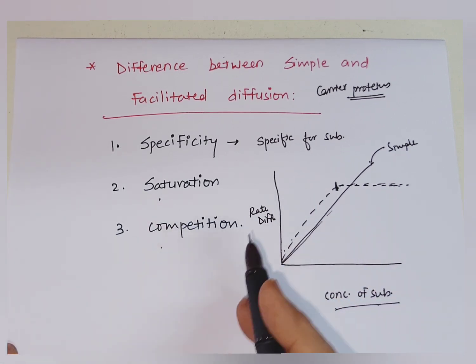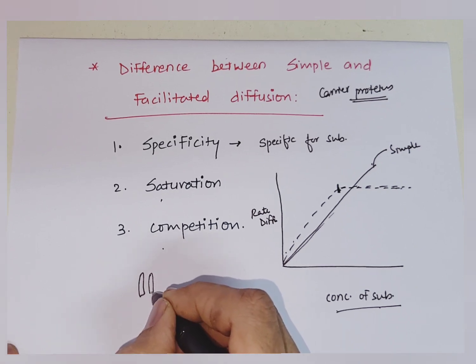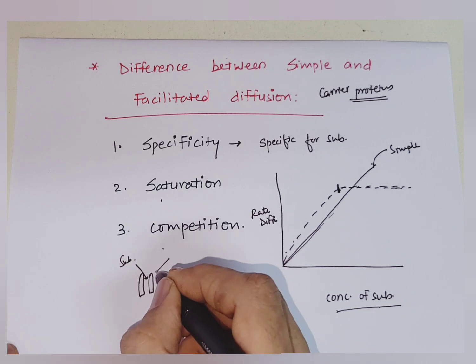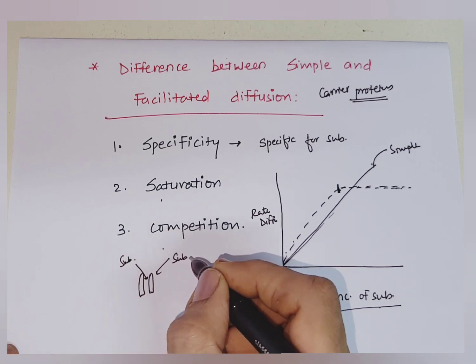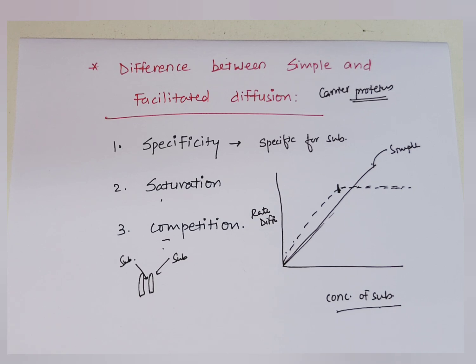Third is competition. Here there is a carrier protein in facilitated diffusion, so there is competition between the substrate and any other competitive substance which can bind with the carrier molecule. So this is all about diffusion, that is passive transport.